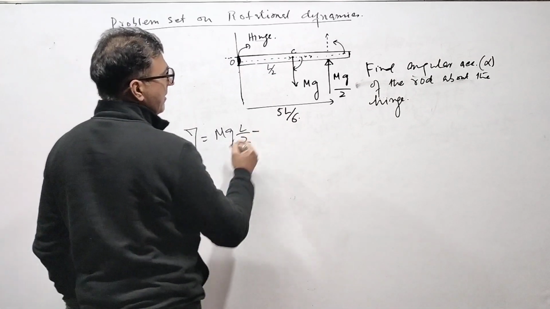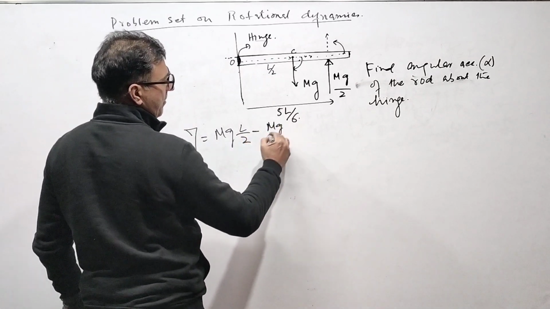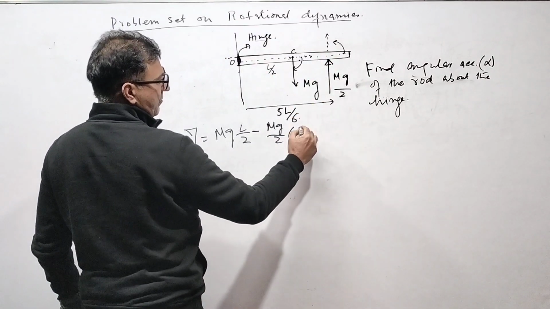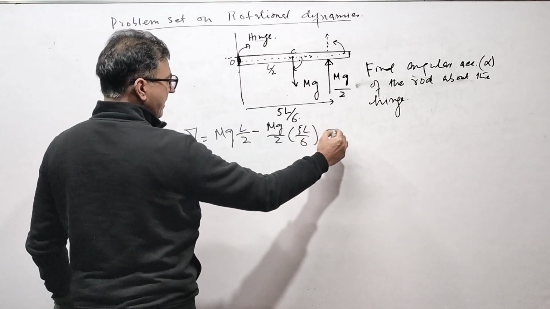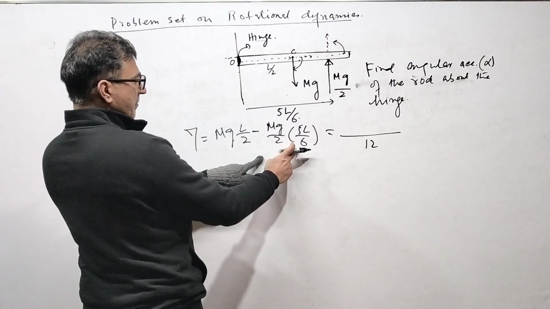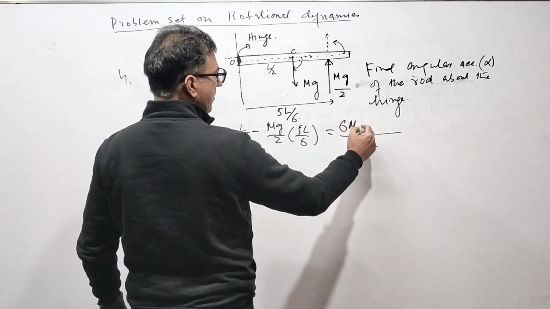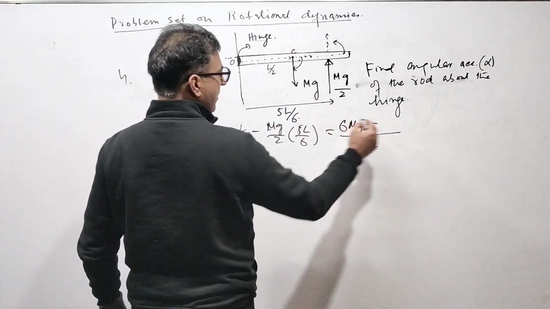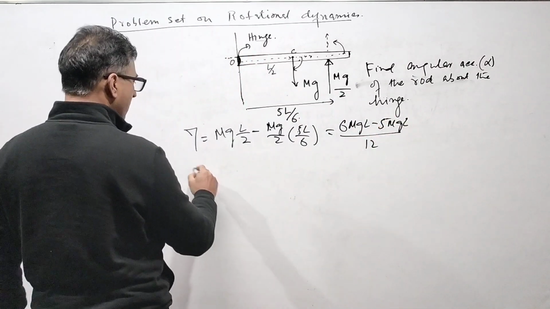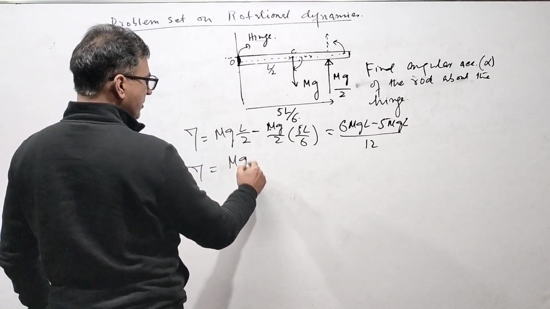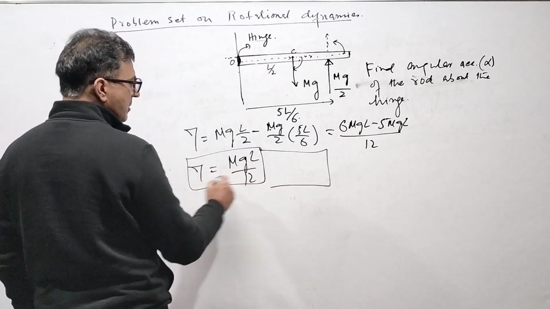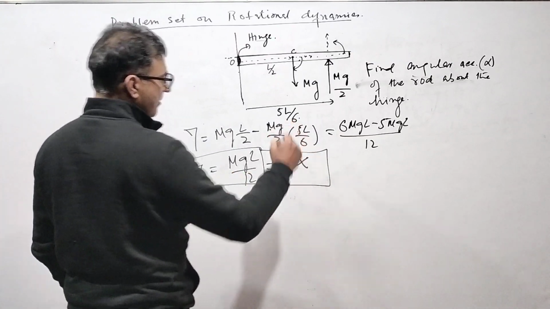So it is minus, therefore, mg by 2 into the shortest distance on this force line, that is 5L by 6. The LCM is 12, right? So it is 6 mgl minus 5 mgl over 12. Then the torque is mgl by 12.